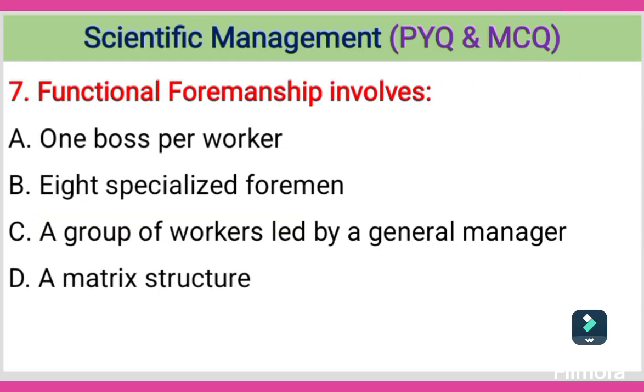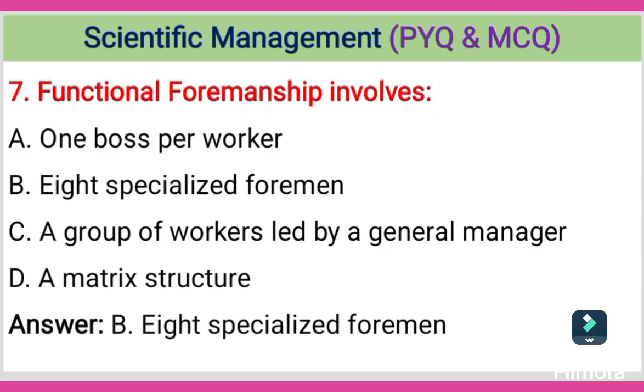Next is, functional foremanship include. The A is 1 boss per worker, B, 8 specialized foremen, C, a group of workers led by a general manager, and the D, a matrix structure. So the right answer is, we have already studied that the functional foremanship involve 8 specialized foremen.